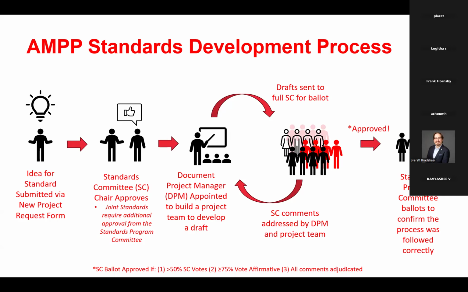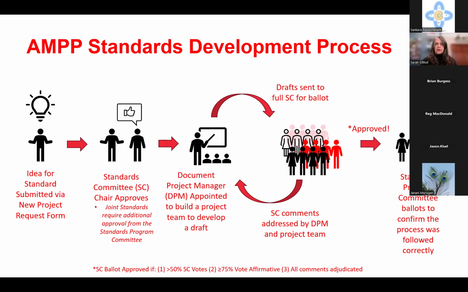So once a project gains approval, a document project manager begins to develop the draft document. The document project manager can work with a team of people or mainly on their own to make that initial draft. That initial draft is then sent out to the full standards committee for a ballot, and then goes through a cycle where the committee comments and sends that draft back to the document project manager and the project team until a consensus is achieved.